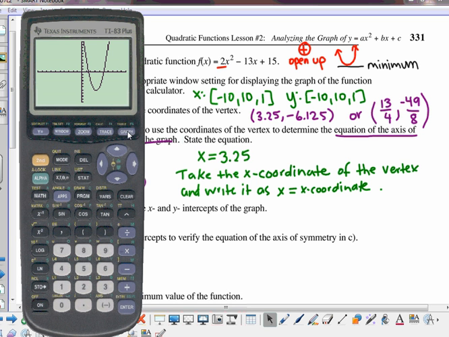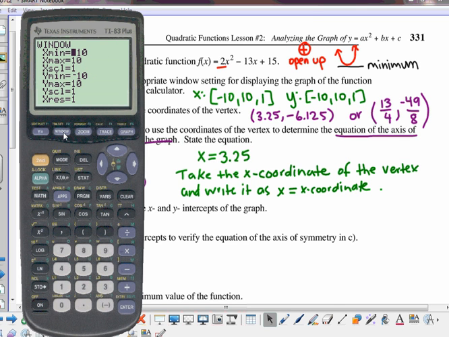Might have a problem here. Now, there's a couple ways we can do this. We can figure out one of them, right? Can you see that? Let's change our window so it's a little bit more clear. Okay, so let's change our windows.